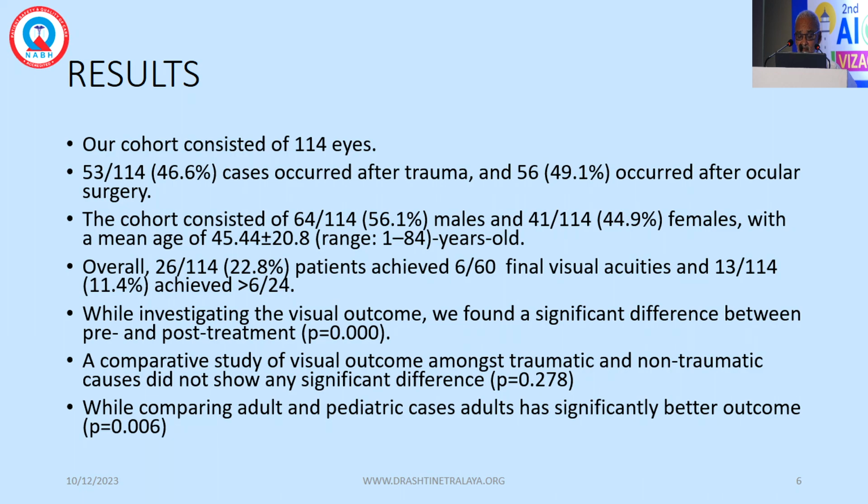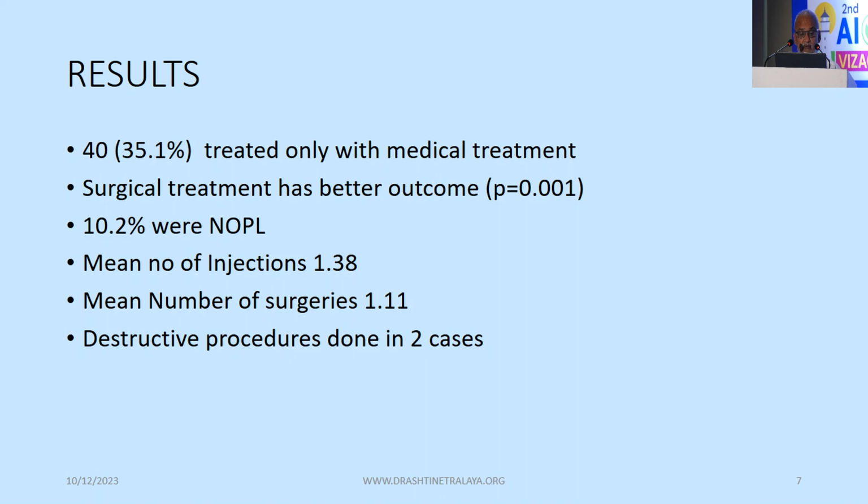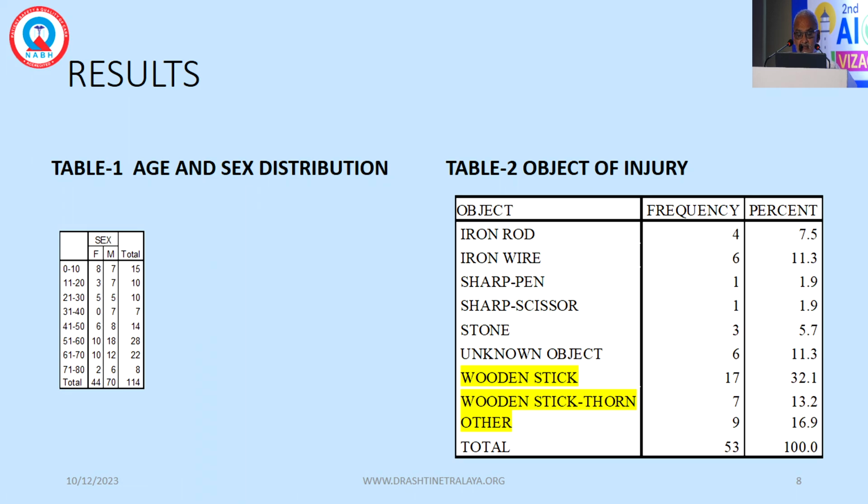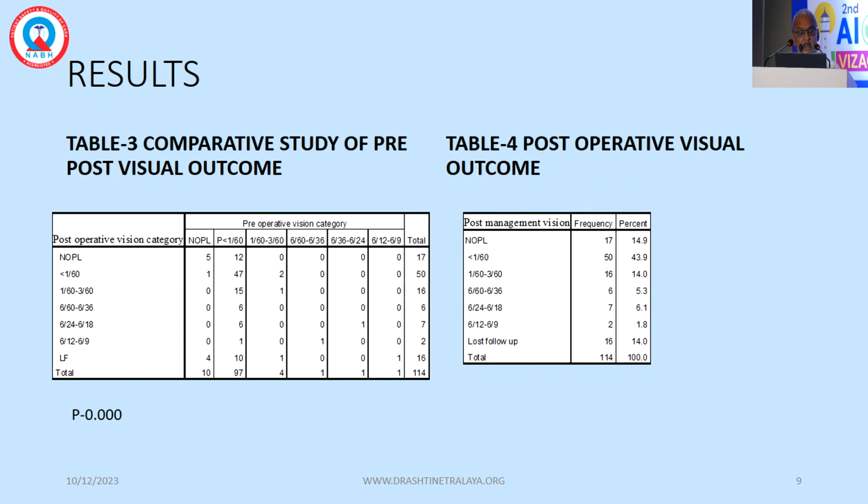While comparing the adult and pediatric cases, we found that adults are doing better than children. 35% of cases were treated only with medical treatment, and surgical treatment has better outcome with p-value 0.001. 10.2% remained no PL, and the mean number of injections was 1.38 and the mean number of surgeries was 1.11. Destructive procedures were done in 2 cases. So these are the demographic data, and wooden stick and wooden thorn were the most common causes of injury. And here is the comparative study of pre and post vision, which was already discussed.